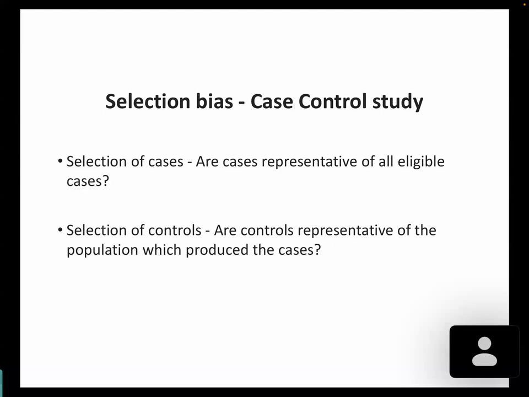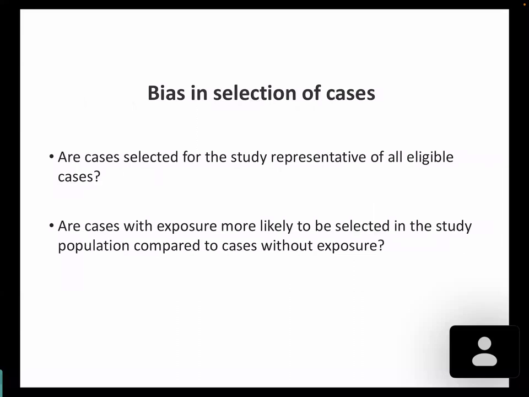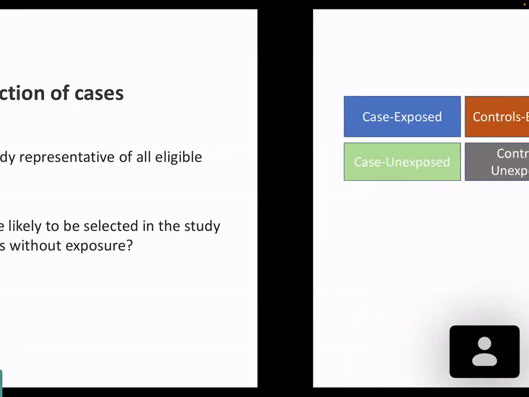The selection bias as well as the information bias. So for cases, the question is, are the cases which you have selected in the sample representative of all the eligible cases? And are the cases with exposure more likely to be selected in the study population compared to cases without the exposure? These are the two questions which you should ask if you're reading a case control study or if you plan to perform a case control study. These are the two questions which you should try and answer, which help you to rule out bias.